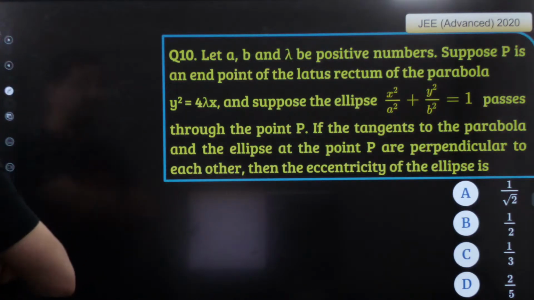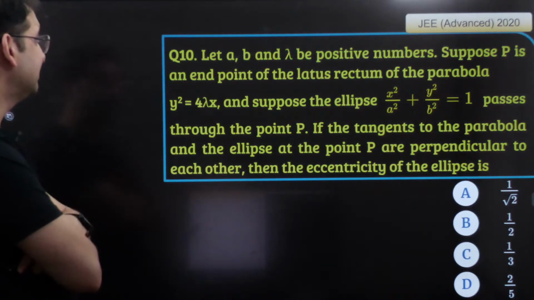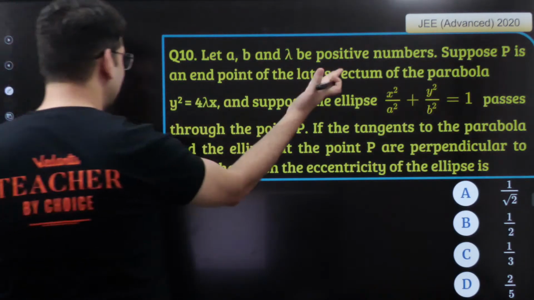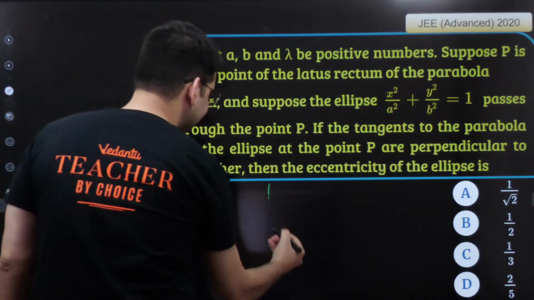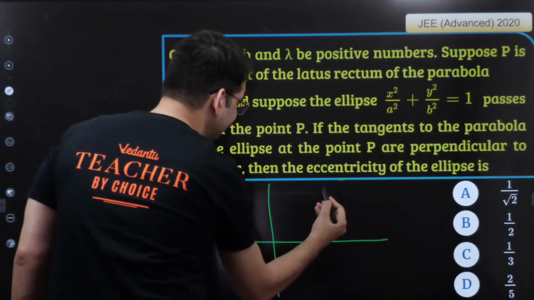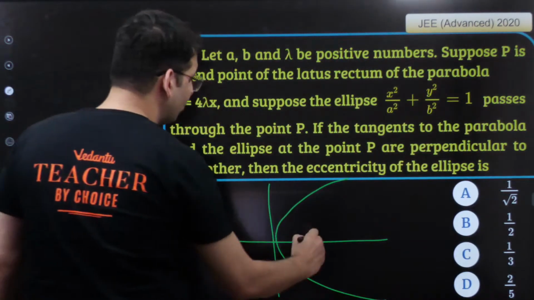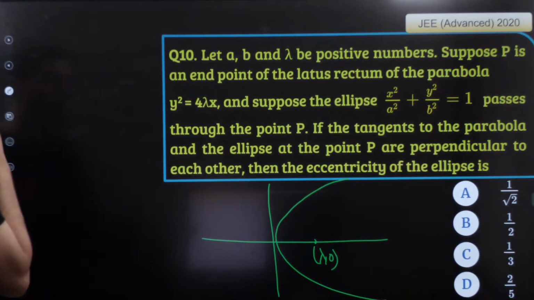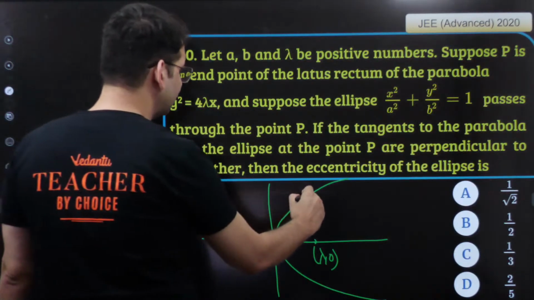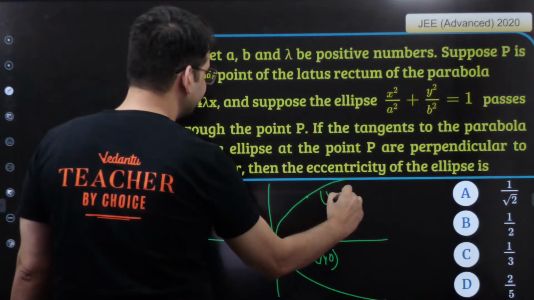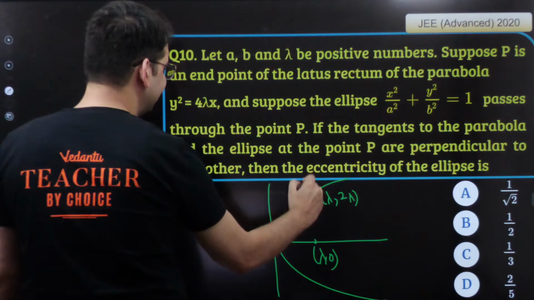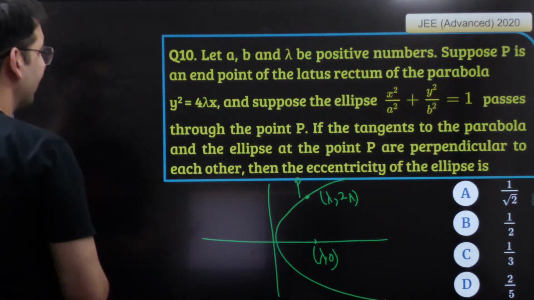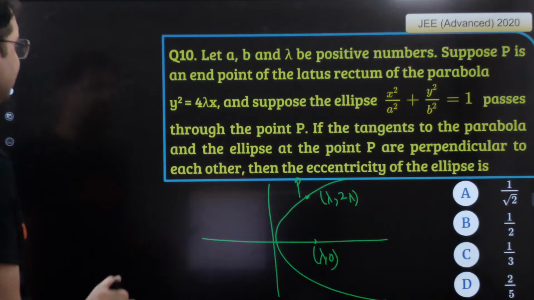Let's see. 2020. A, b, lambda are positive numbers. Suppose P is an endpoint of the latus rectum of the parabola y square is equal to 4 lambda x. So it is kind of 4ax only. Right? 4 lambda x. So it is a right open parabola because lambda is positive. The focus is going to be (lambda, 0). Latus rectum is going to be at lambda comma 2 lambda. This is the endpoint of the latus rectum. Suppose P is the endpoint. So this is P, (lambda, 2 lambda), endpoint of the latus rectum.